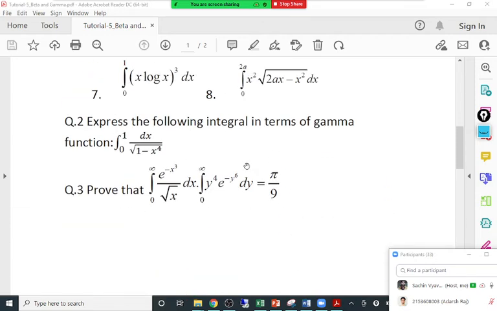Now if we come to question number 2, the question is: express this in the form of a gamma. Can you tell me the substitution for this question number 2? How can you write it in the gamma form?